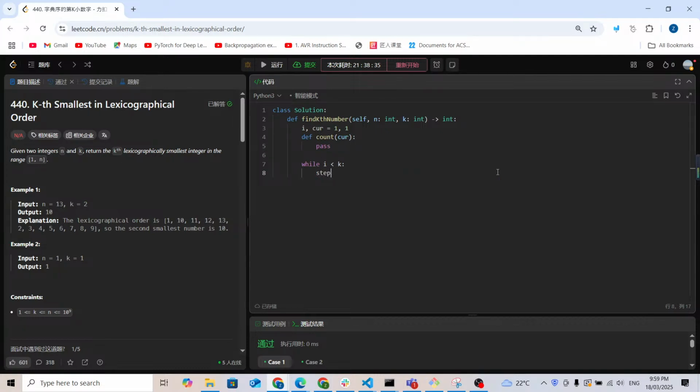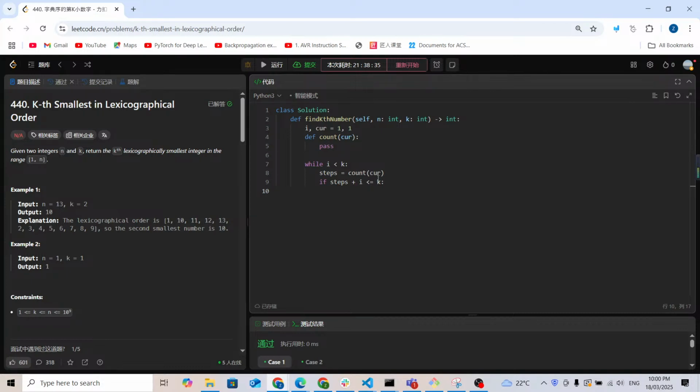So we're going to check steps. So this means from this current number, we're going to check the steps. So we're going to count the current. So if steps plus i, so i means the ith number. Yeah. So if we've already found the ith number, and then we're going to plus the steps, that means how many numbers. Yeah. So if this is less than, yeah, let me think about it. If this is less than or equal to k, so this means we need to jump to the next one.